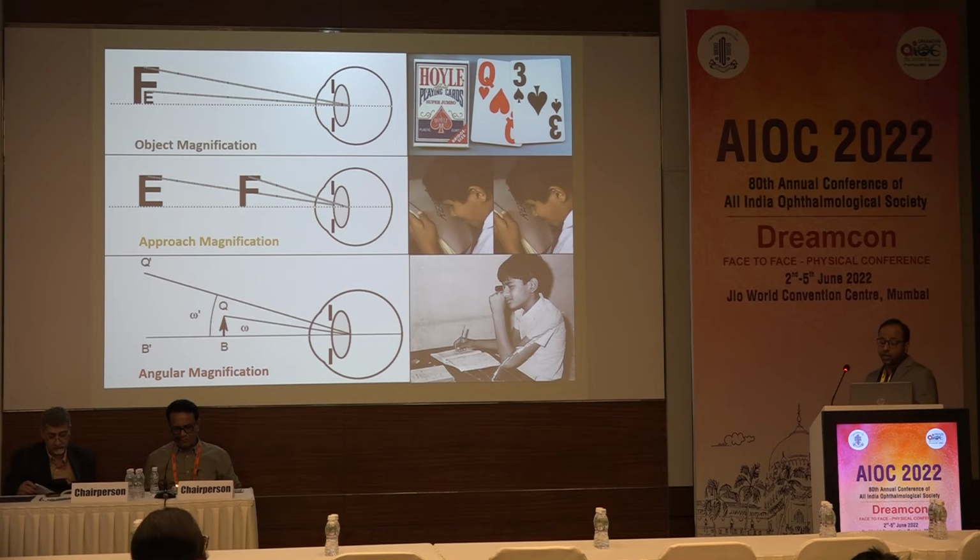A few optical systems like hand magnifiers and stand magnifiers use this principle. And angular magnification is the apparent change in the size of the object rather than the actual size of the object. So telescopes usually work on this principle.